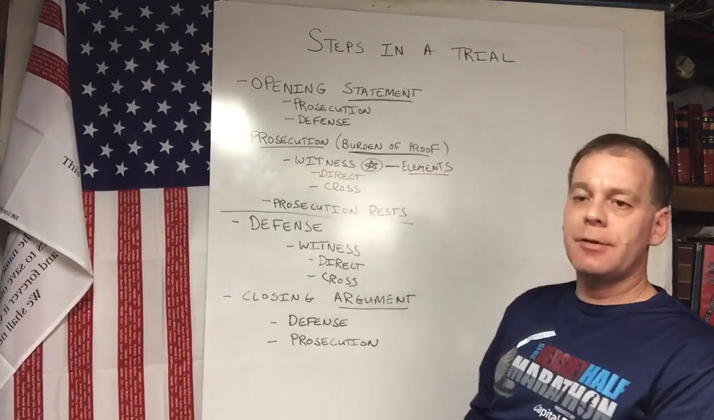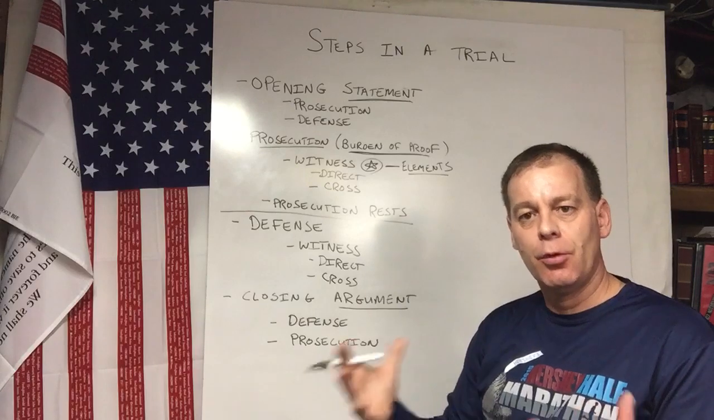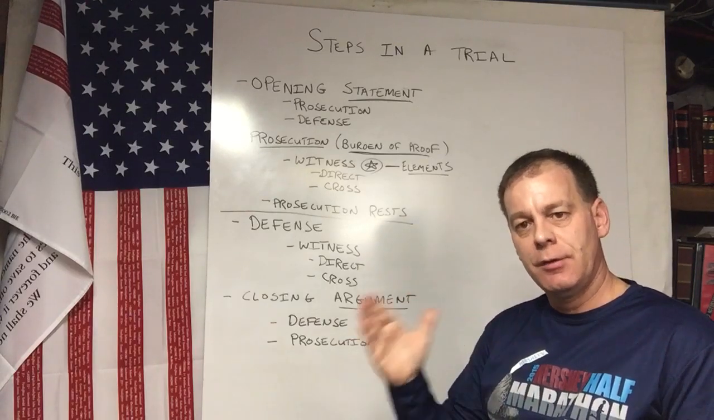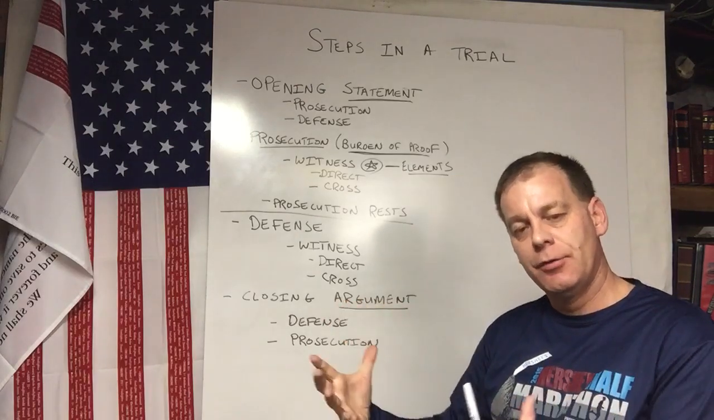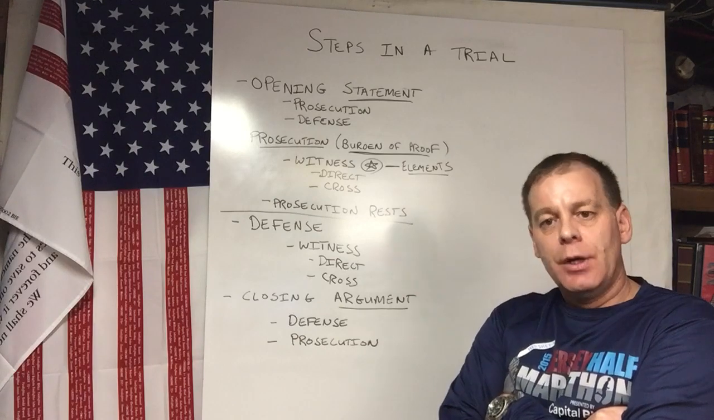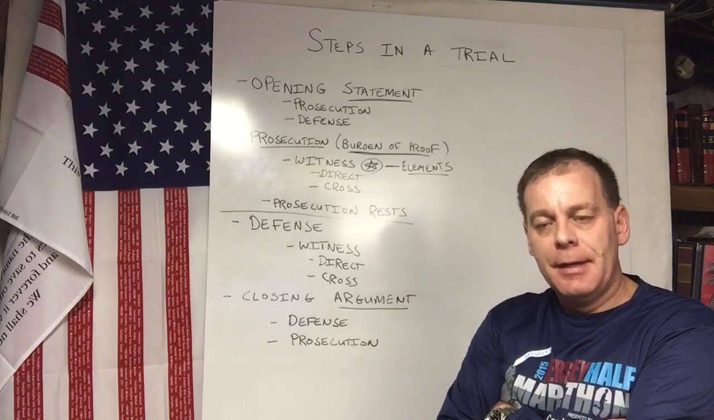If the witness doesn't help you tell the story and doesn't help you prove the elements of the case, leave them at home. You don't need them. So these witnesses on direct examination that you're calling, these are your witnesses, they have to help you prove the elements of what you're saying that the defendant did.